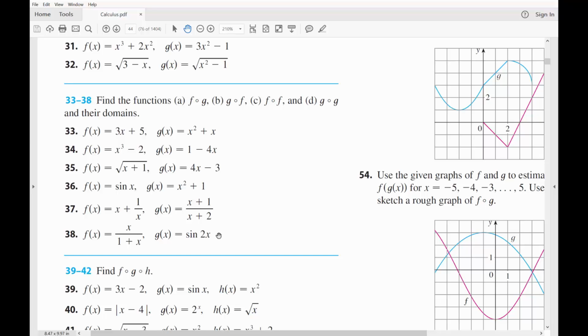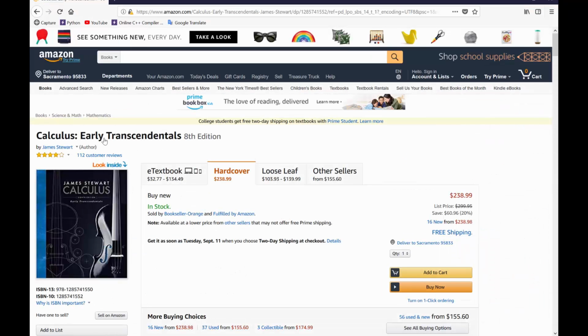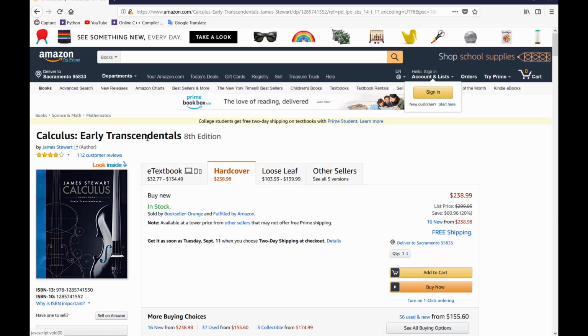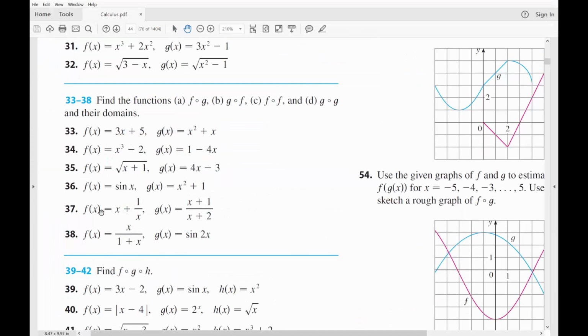We're gonna solve a question from the Calculus: Early Transcendentals book, which is by James Stewart. You guys can find a link in the description if you want. We're gonna solve question 37, which says find f of g, g of f, f of f, and g of g, and their domains.